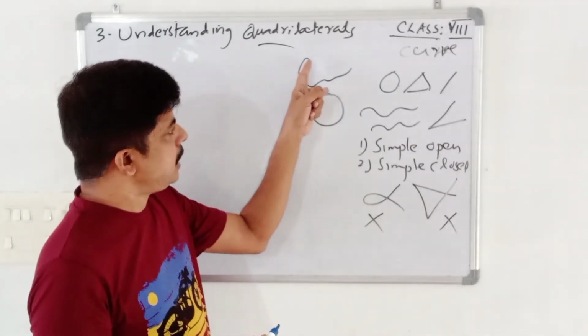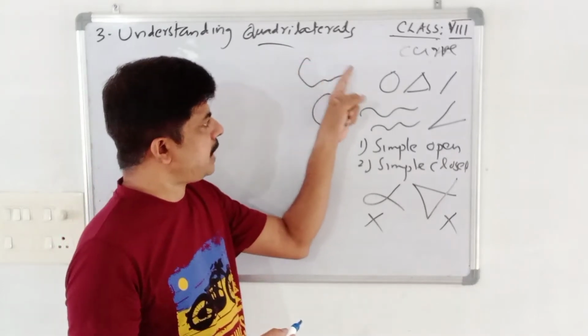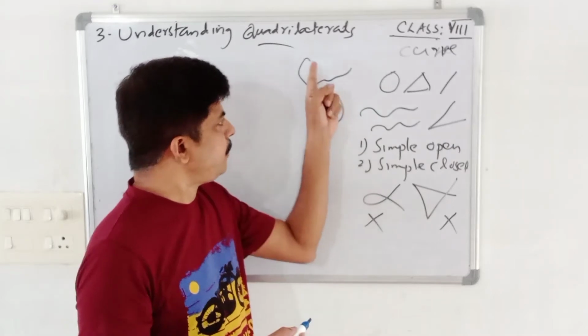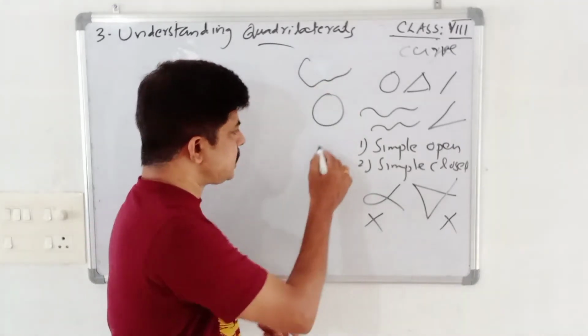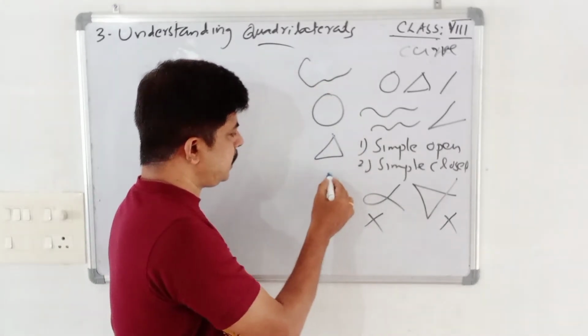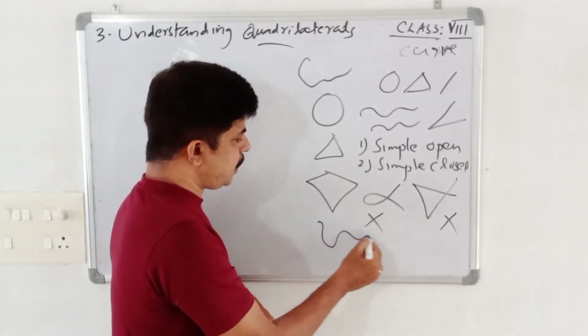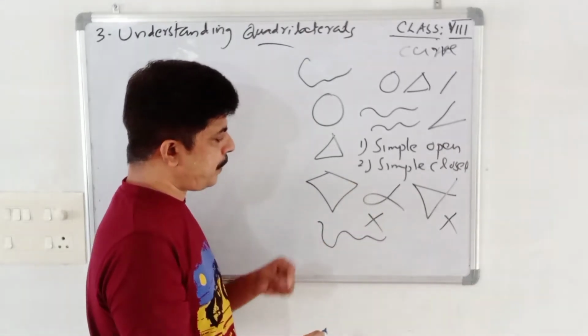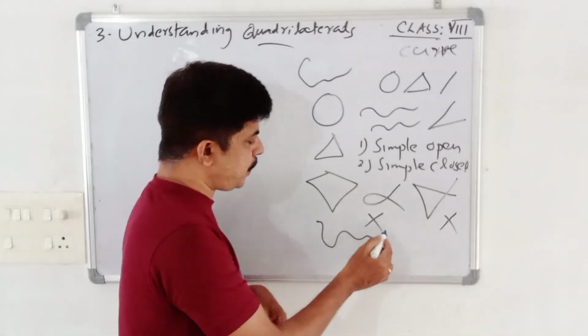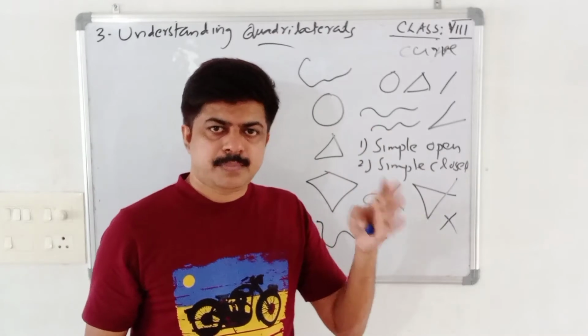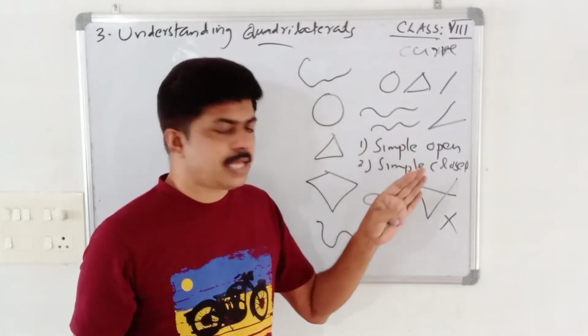Open curve means we can see the beginning and end points. But here the beginning and end points are the same. This is a simple closed curve. This is an open curve because we can see the beginning and end points. A simple curve is a curve that does not cross itself.